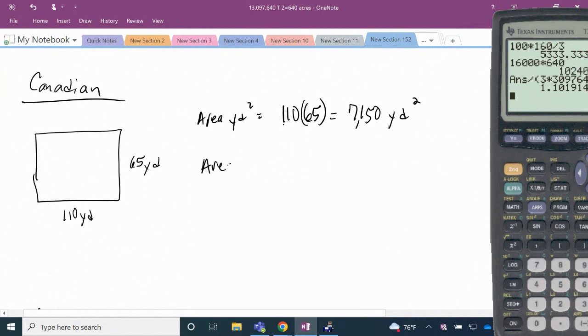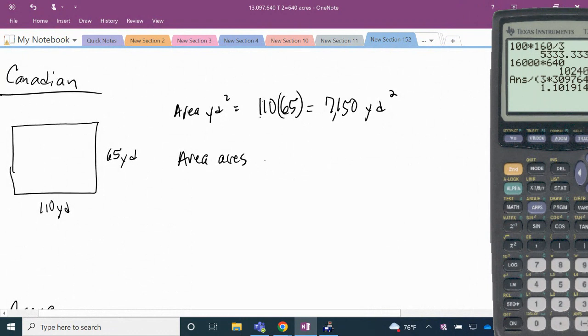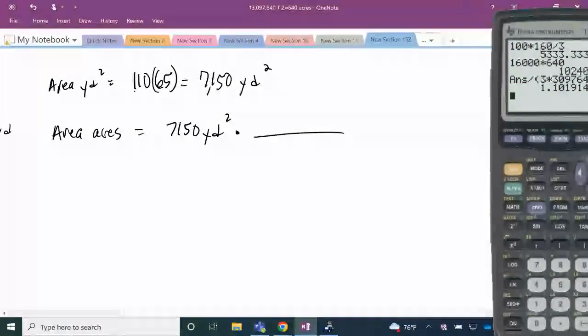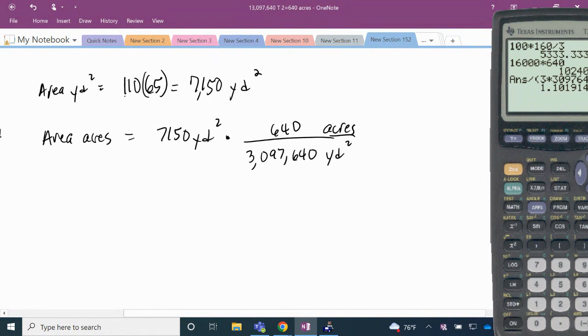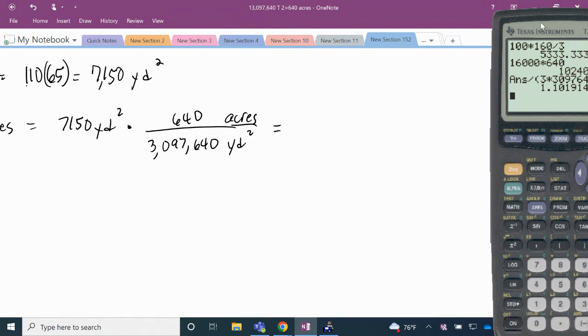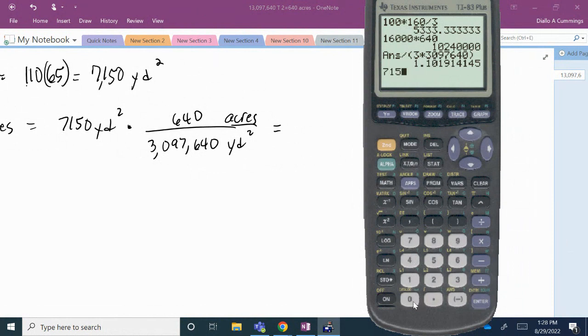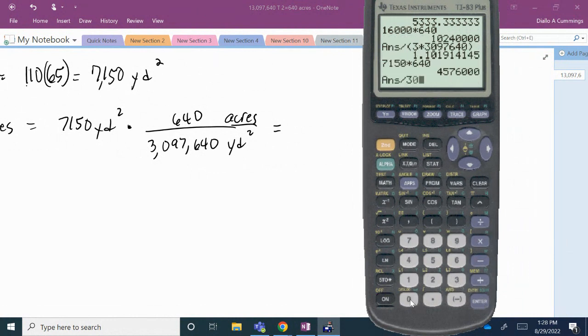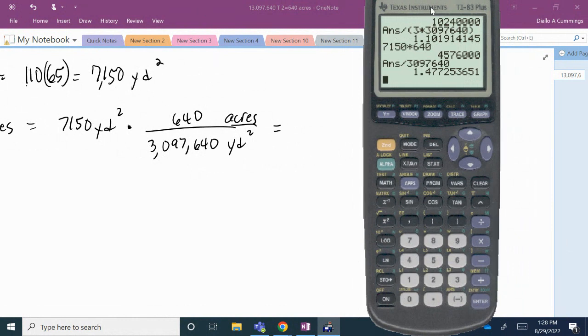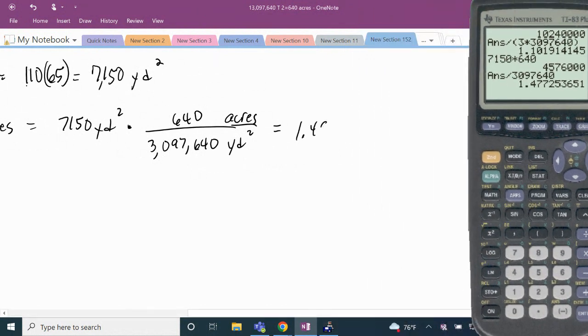Next, we're going to find the area in acres. So we have 7,150 square yards, and we're going to multiply that by our unit fraction, putting square yards in the denominator and acres in the numerator. Again, that conversion is 640 acres to 3,097,640 square yards. So we're going to multiply 7,150 times 640 and divide that by 3,097,640. And we have 1.48 acres.